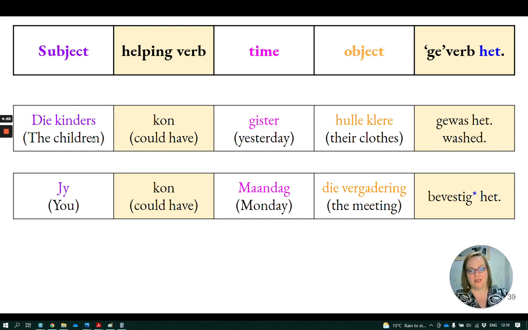Next one. Jy kon maandag die vergadering bevestig het. You could have Monday the meeting confirmed. Apologies, the word confirmed isn't there. So what's the rule with the helping verbs in past tense? The helping verb goes to the second place. It pushes the verb to the end. In this case, it's not a ge verb because it has the be in bevestig. A word with the be doesn't get the ge. Bevestig het. Het at the end.